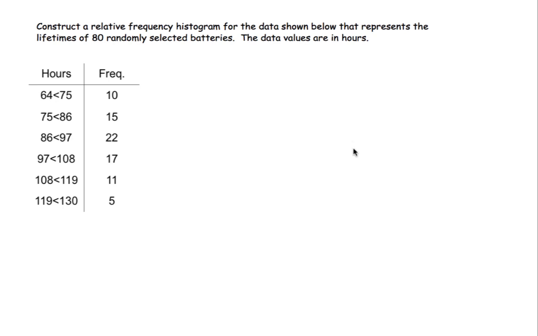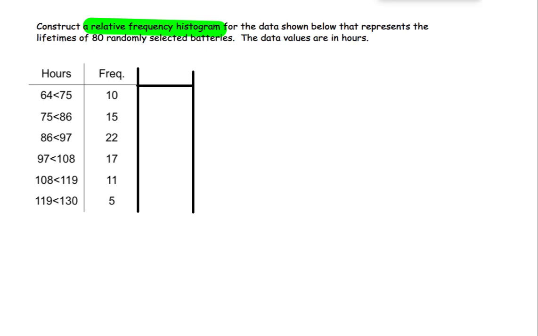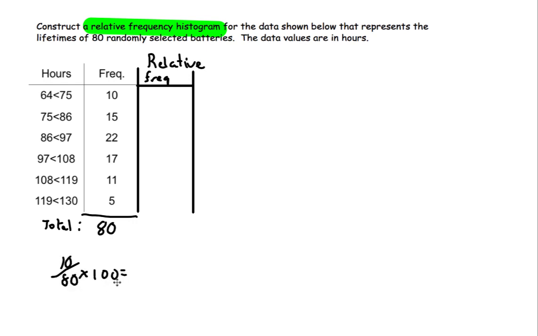Okay, our second type of histogram that we might have is going to be our relative frequency histogram. So this is where we're going to be graphing the relative frequency, not the frequency itself. So usually the first thing you have to do is compute the relative frequency from your frequency table. And remember, how to compute relative frequency is first we need to know the total amount in our sample. So there are 80 batteries in the sample. And then for the first group, I take 10 divided by 80 times 100 to get my percentage. When I do that, I end up with a percentage of 12.5.